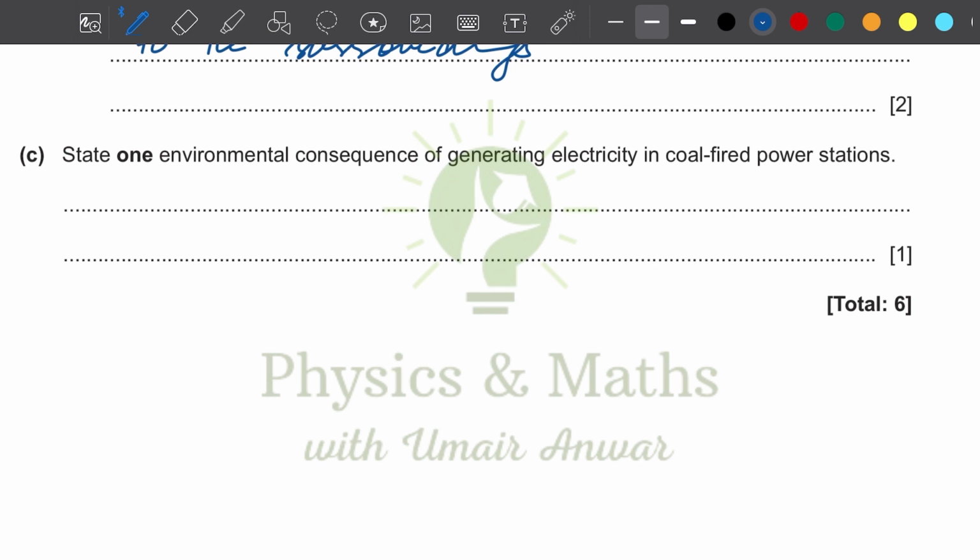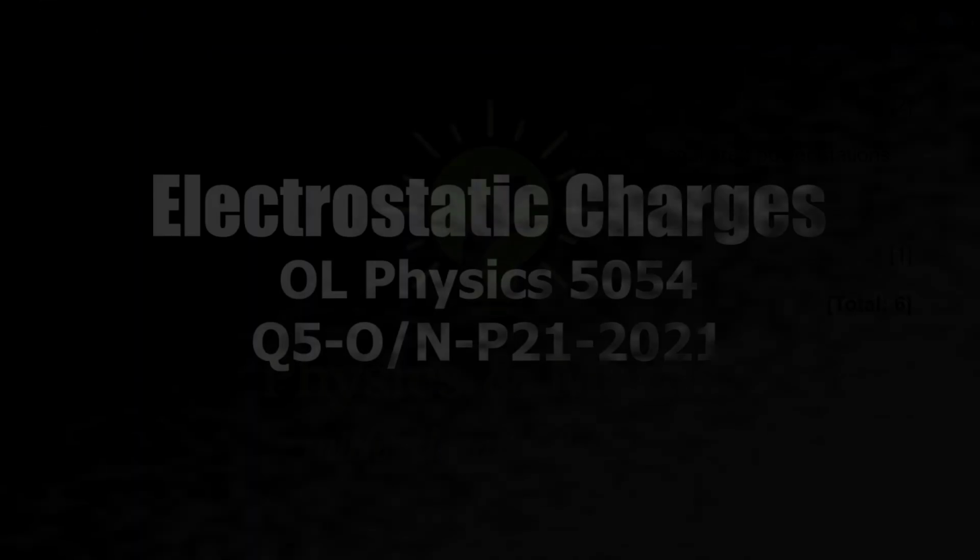The last part says state one environmental consequence of generating electricity in a coal-fired power station. So one environmental consequence could be global warming because of the production of carbon dioxide gas, carbon monoxide gases, and the greenhouse effects that take place because of them. So the question ends here with this part.